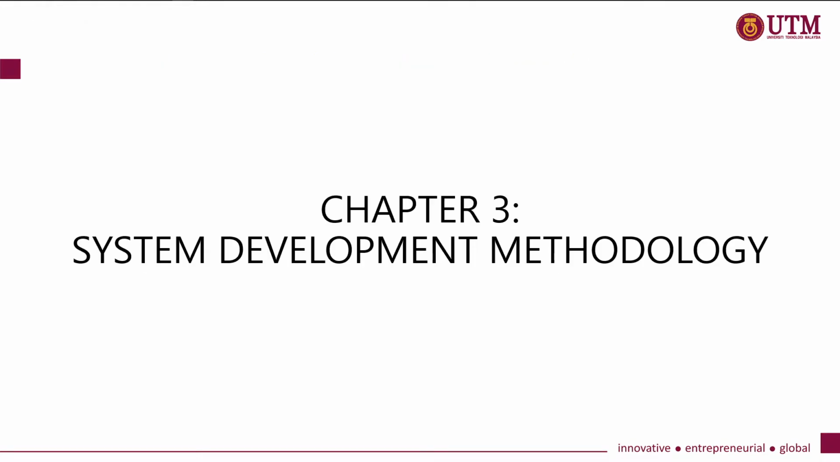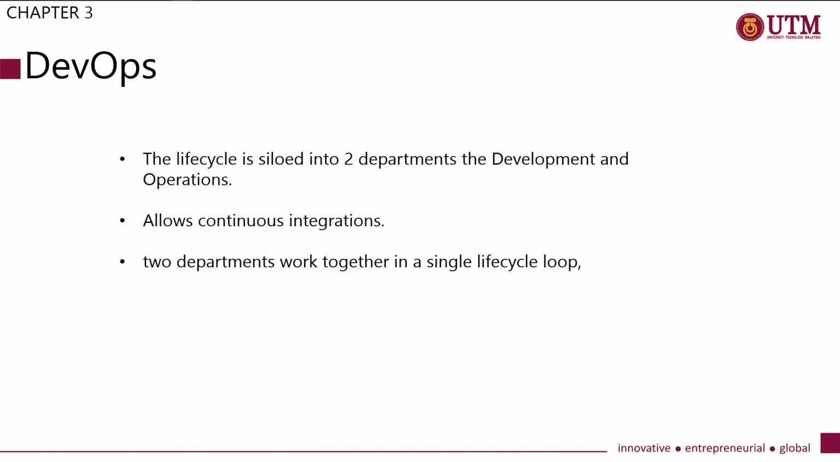Now, in chapter 3, this chapter will elaborate about the choice of methodology, the justification of the technology use, and system requirements. So the methodology chosen is DevOps. It is one of the most popular development methodologies being used today. The lifecycle is siloed into two departments, the development and operations, hence the name. These two departments work together in a single lifecycle loop.